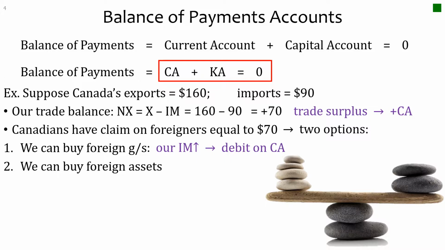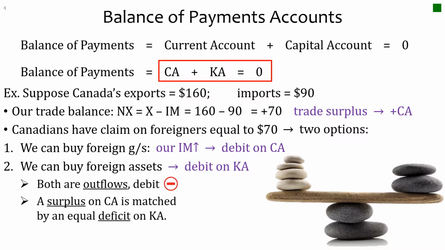If we buy foreign goods and services, it means that our imports would go up, which would be a debit on the current account. If we buy assets, it's going to be a debit on the capital account. Both are outflows, which would be a debit. So it's effectively going to be a negative 70 somewhere, either in the current account or the capital account. A surplus in the current account is matched by an equal deficit on the capital account, just because of the way these transactions work.